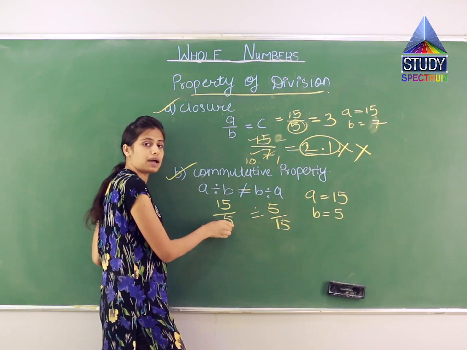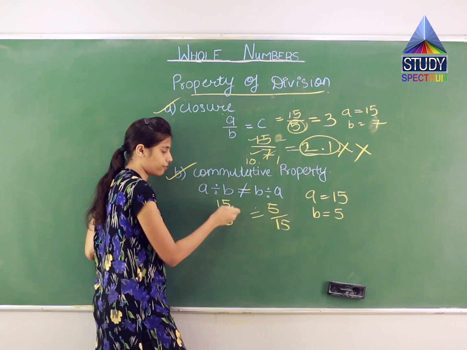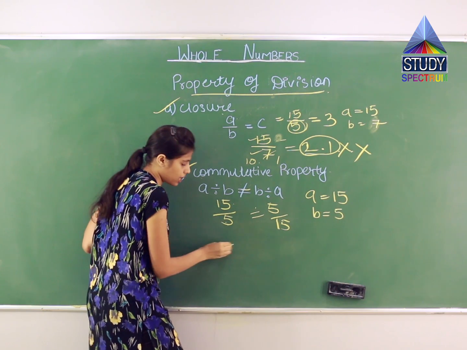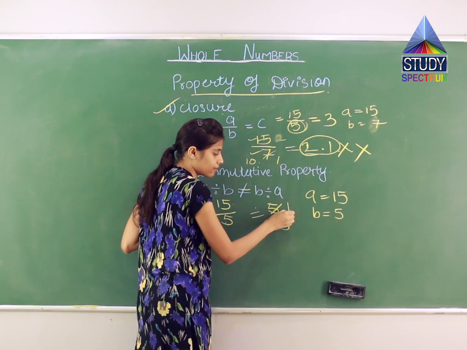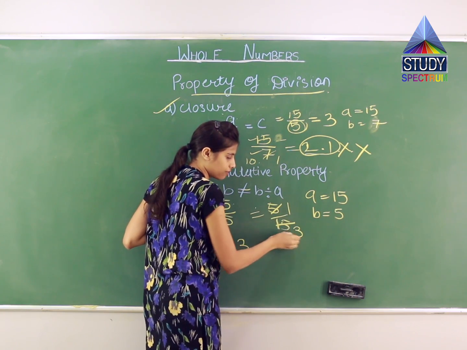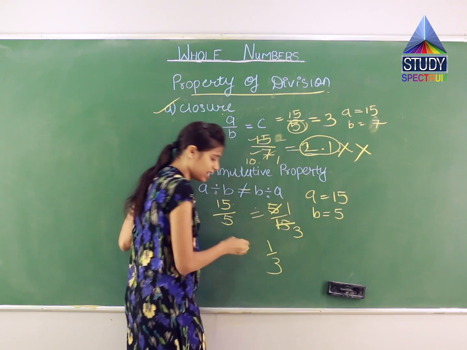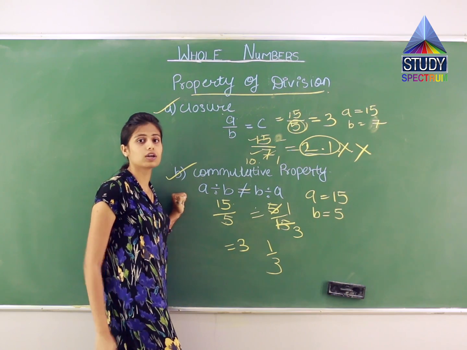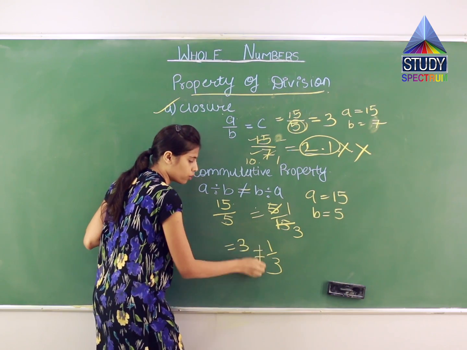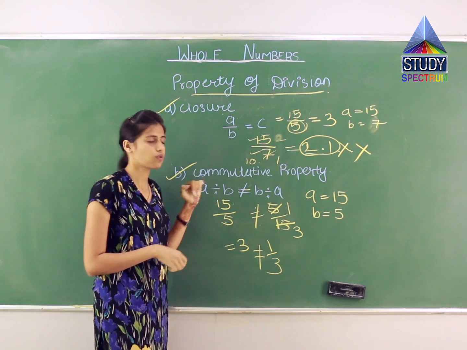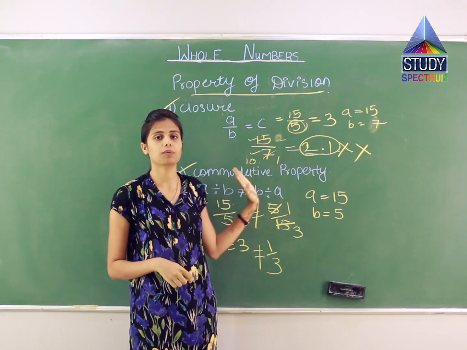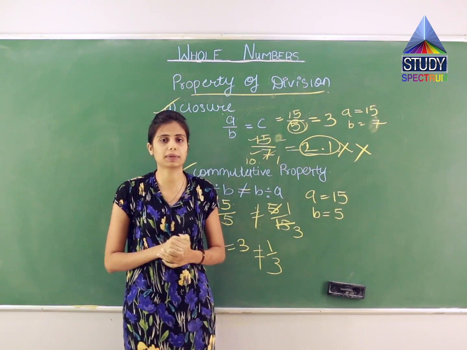So 15 divided by 5 will be what? 5 1s are 5, 5 2s are 10, 5 3s are 15. So the answer comes to 3. And over here, 5 1s are 5, 5 2s are 10, 5 3s are 15, so 1 by 3. Is 3 equal to 1 by 3? No. So I'll put a not equal to sign. So this formula is satisfied. This means the commutative property does not hold good for division.